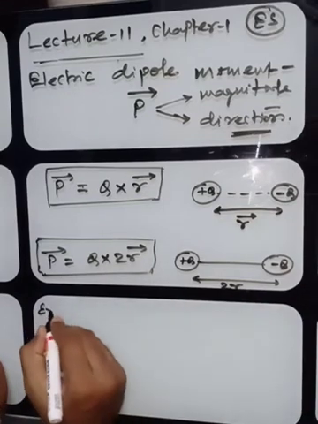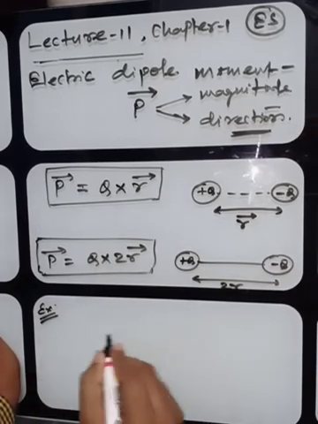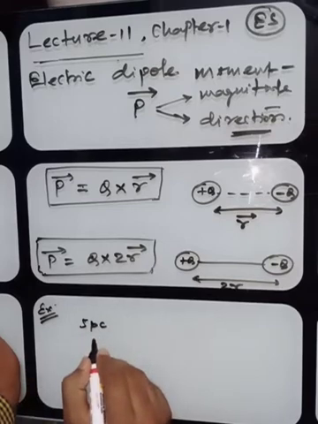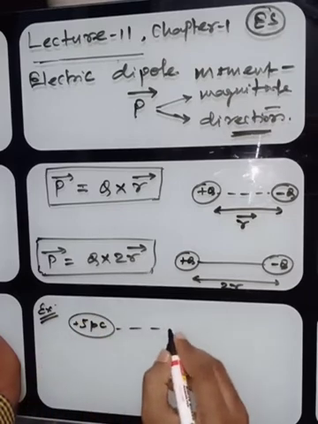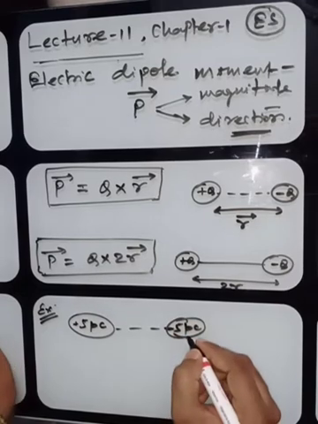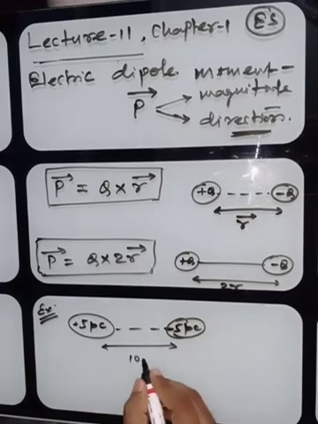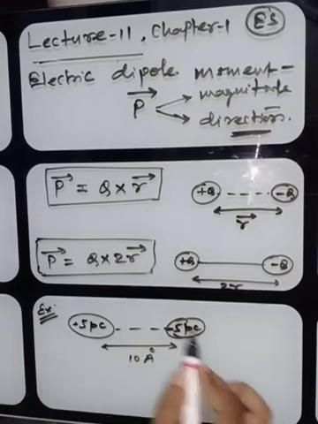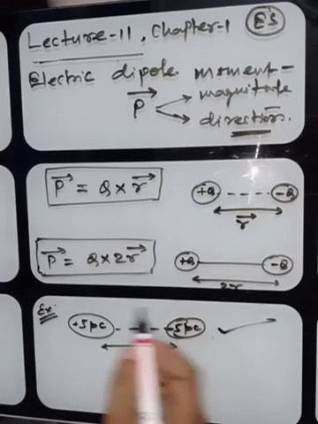Okay, students. So, for example, let me take a few examples. Suppose 5 picocoulomb. Pico means 10 to the power minus 12. Here plus 5 picocoulomb and another minus 5 picocoulomb, separated by 10 angstrom. So you can say this is a dipole, and the answer is yes, correct. This is a dipole. Now, how many dipoles can you see over here?